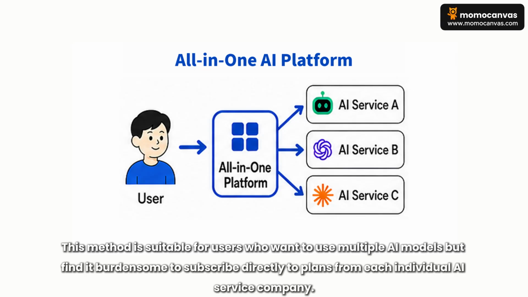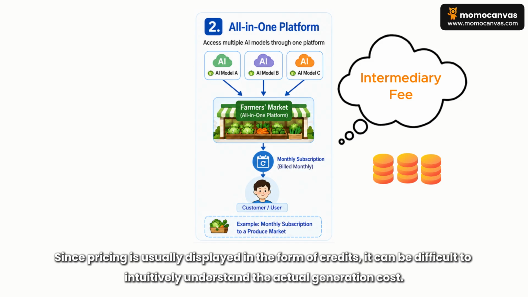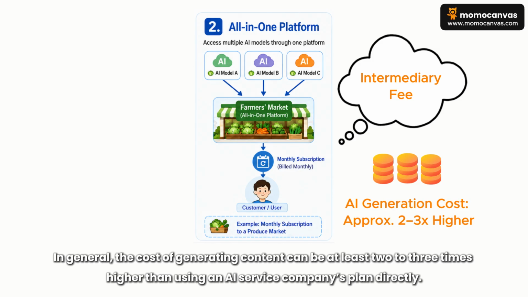This method is suitable for users who want to use multiple AI models, but find it burdensome to subscribe directly to plans from each individual AI service company. However, because all-in-one platforms act as intermediary distribution platforms, the cost of generating content tends to be relatively high. Since pricing is usually displayed in the form of credits, it can be difficult to intuitively understand the actual generation cost. In general, the cost of generating content can be at least 2 to 3 times higher than using an AI service company's plan directly.